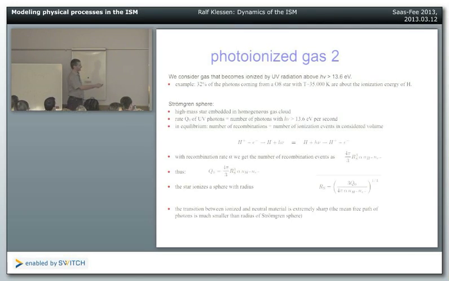So the idea is again to look at this detailed balance, and what we need to know is the recombination rate. So the recombination, or the number of recombination events, depends on the volume. We assume a spherical volume. It depends on the recombination rate, some alpha, and it depends on the number density of the protons and the electrons. This is important. Recombinations always depend on the density quadratically because you need the proton and the electron, you need to bring them together.